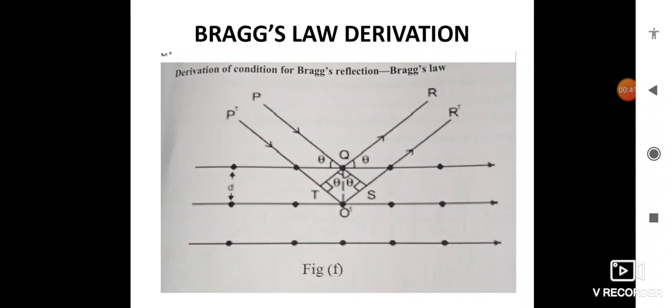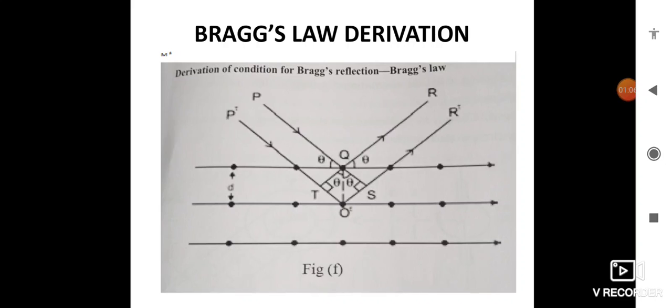Von Laue suggested that in crystals, the spacing between the atoms is approximately of the order of 10 power minus 10 meter, which corresponds to that of X-rays. Therefore, crystals can be used as a three-dimensional or space grating for X-rays.